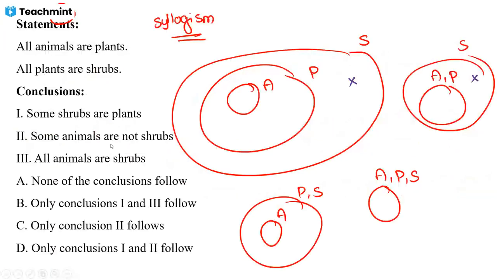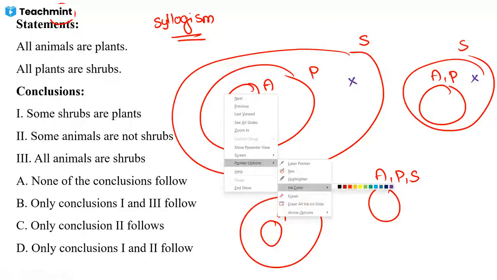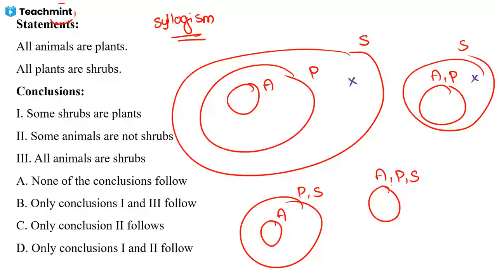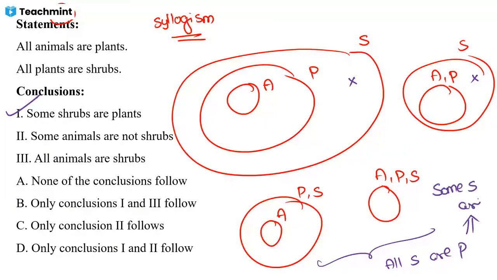So here, all shrubs are plants, as per this. All S are P, we can consider some. In these two examples, all S are P, we can consider some. So the first one is true. When all is there, you can consider some, no problem. The first one is damn sure correct. The option 'none of the conclusions follow' is wrong. The first one is mandatory.